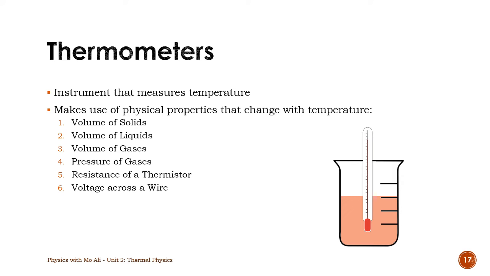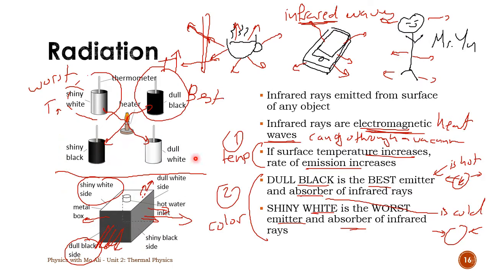Can you repeat the surface temperature part? Basically what happens is this. When the temperature of any surface increases, it has more energy to give out. So you emit more infrared waves, so the waves become stronger. So when the temperature of the surface increases, let me go back to the radiation slide. When the temperature of the surface increases, the amount of radiation it gives out also increases.